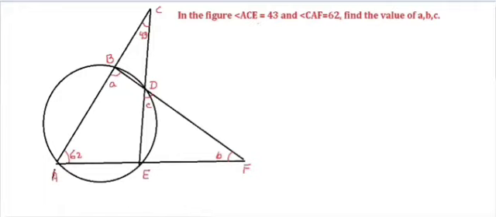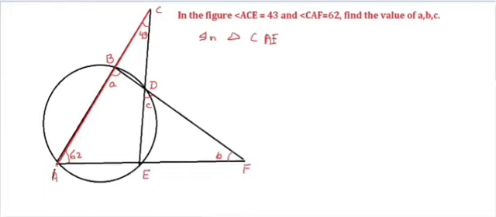Hello students, in this question, in the figure angle ACE is given 43 and here angle CAF is given 62. We need to find out the values of ABC. Now first thing, I am taking triangle CAE. Now you can see that we have this triangle here.